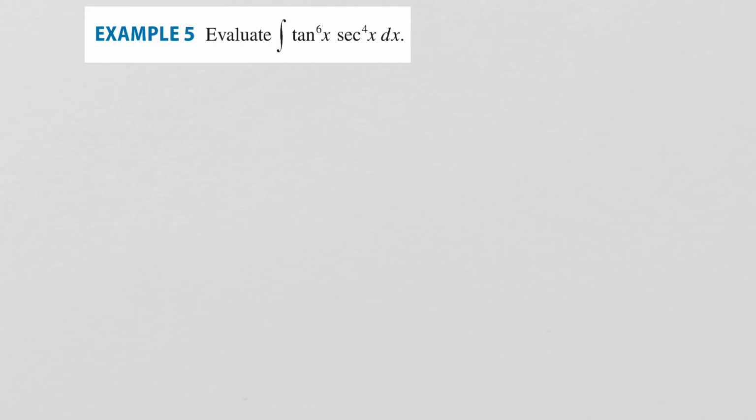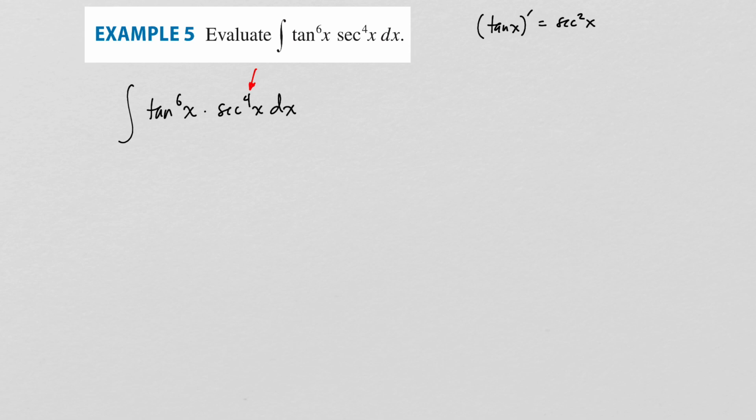Now let's talk about integrals of secants and tangents. So here we have the integral of tangent to the 6th power of x times secant to the 4th power of x. And what's really important to remember here is that the derivative of tangent of x is equal to secant squared of x. So I'm going to take that approach here. I have the integral of tangent to the 6th power times secant to the 4th power dx. Since I have an even power of secant, I can pull out a secant squared.